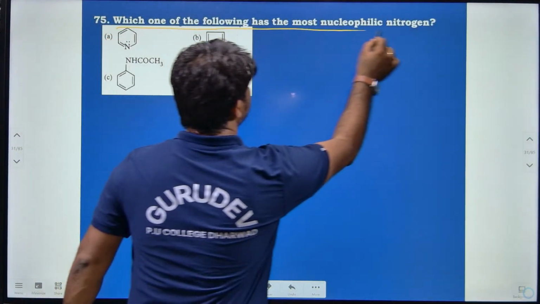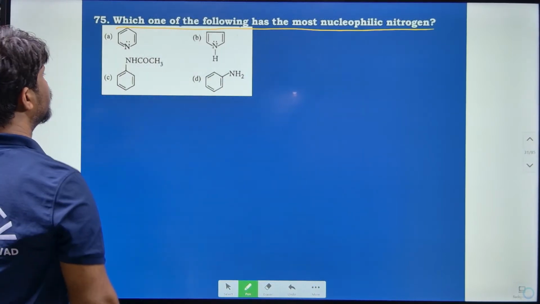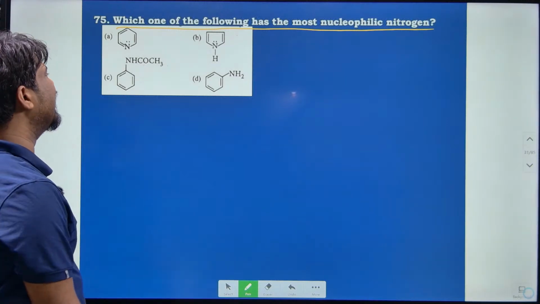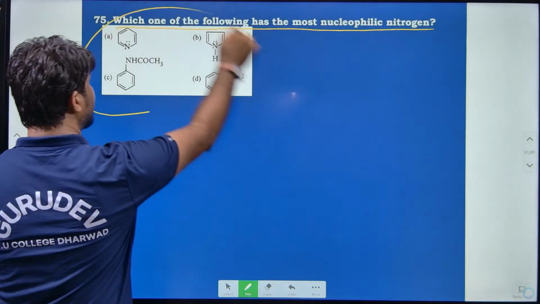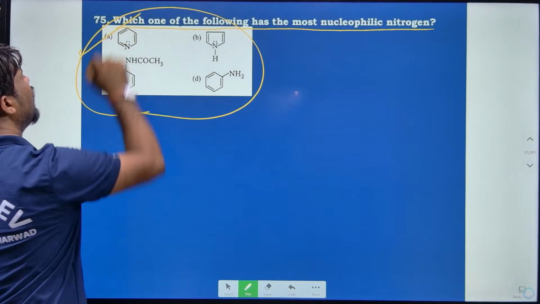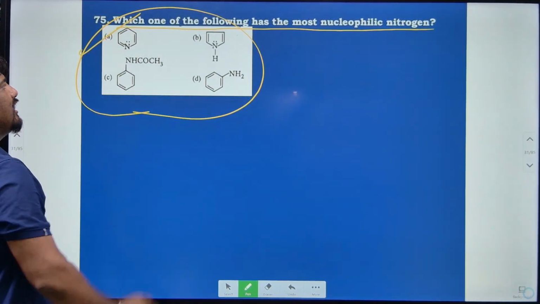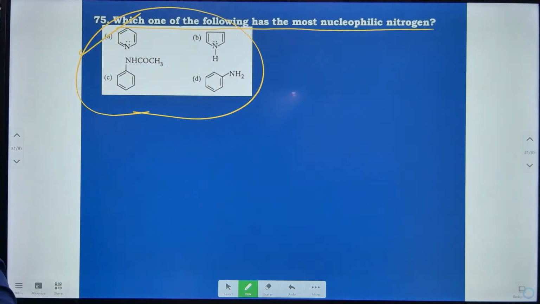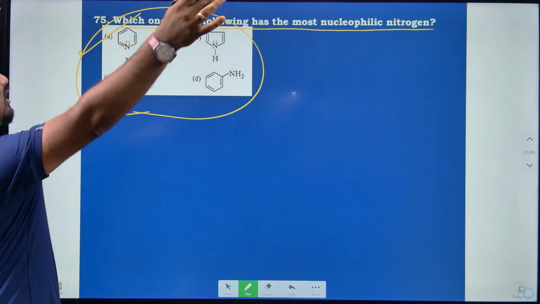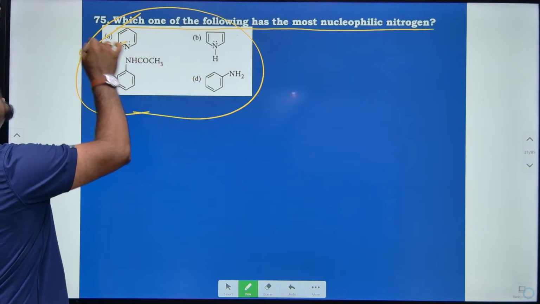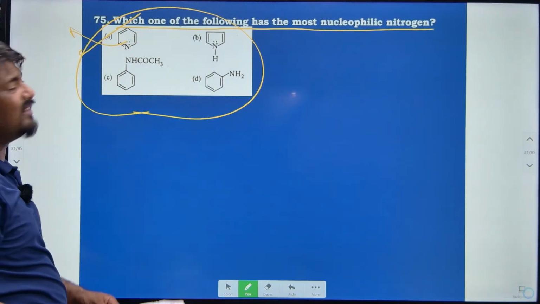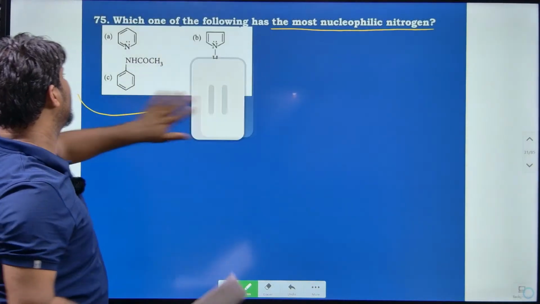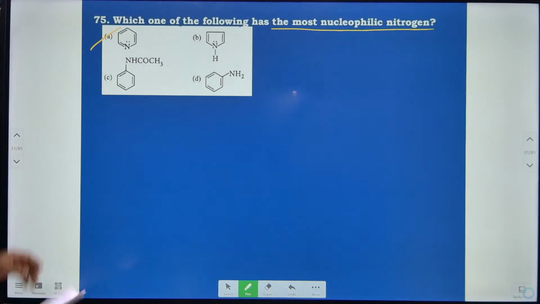Which one of the following has the most nucleophilic nitrogen? More nucleophilic means more electron donating tendency of the nitrogen. Among all these, pyridine will have the lone pair donating tendency, because in pyridine the nitrogen is present by replacing the carbon, which is not involved in resonance. Hence it easily donates electron density and acts as a more nucleophile. Hence option A is the right answer.